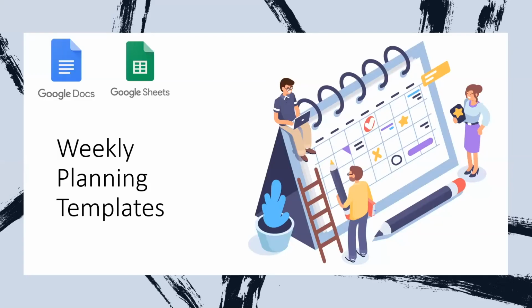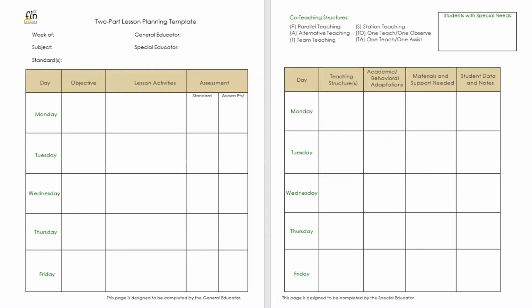So I'm going to share 3 different weekly planning templates with you. And they can either be done on Google Docs or Google Sheets, or they can just be done in Microsoft as well. So this first planning template just breaks down each day. And this one has 2 pages. It has the first page that the general education teacher is going to fill out with the objective for each day of the week, what the lesson activities are.